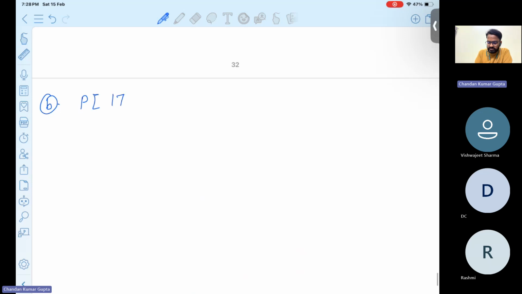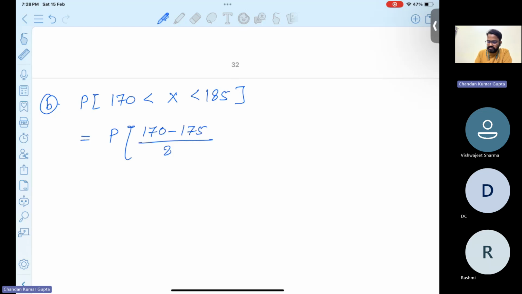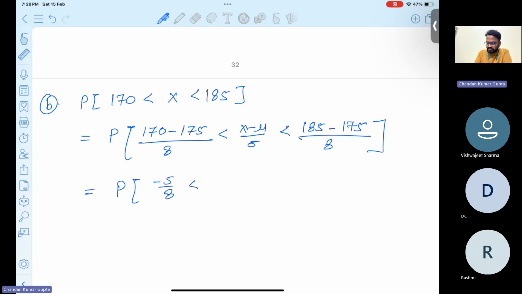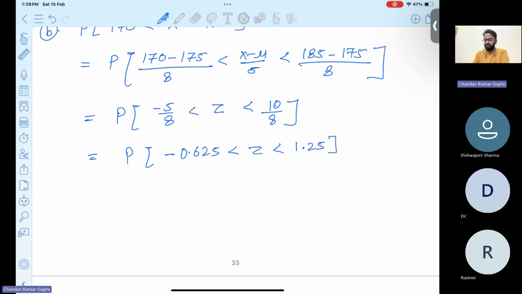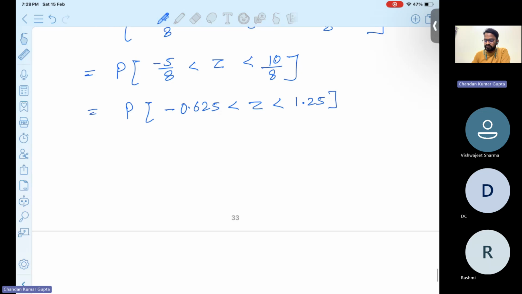The second question is: what is the probability that the average height of the male lies within 170 to 185 centimeters? In a similar manner, the probability, 170 minus 175 divided by 8, it's x minus mu by sigma. It's 185 minus 175 divided by 8. If you solve, you will find minus 5 by 8, which is minus 0.625, and 10 by 8, which is 1.25. Again we need to draw the curve so that we have a better understanding of how to proceed or how to see the table.